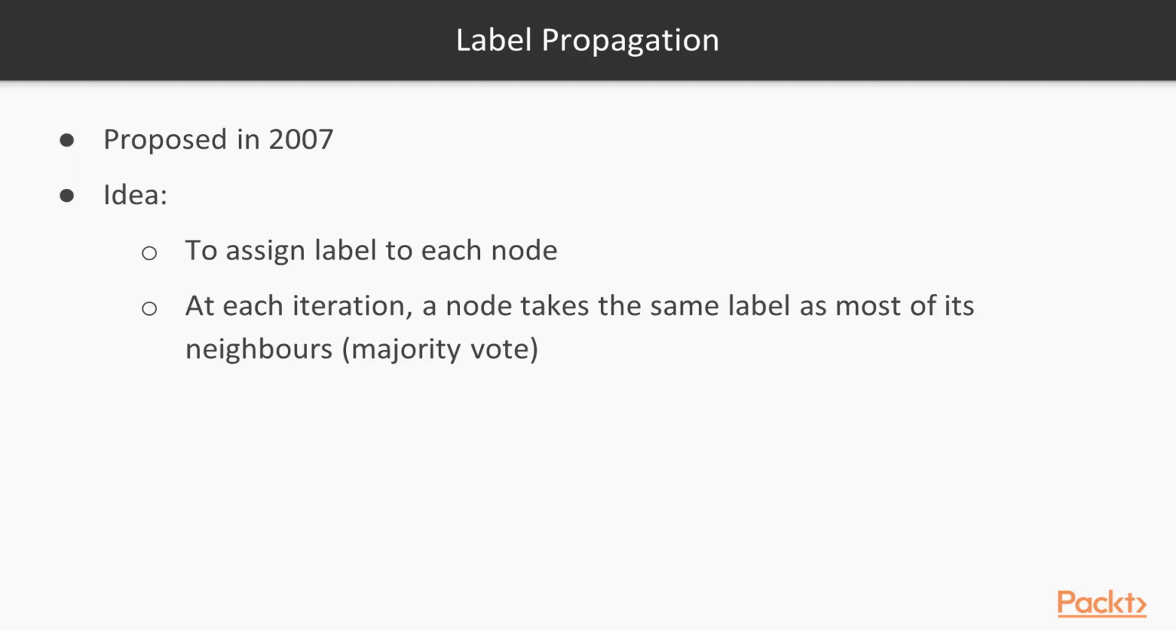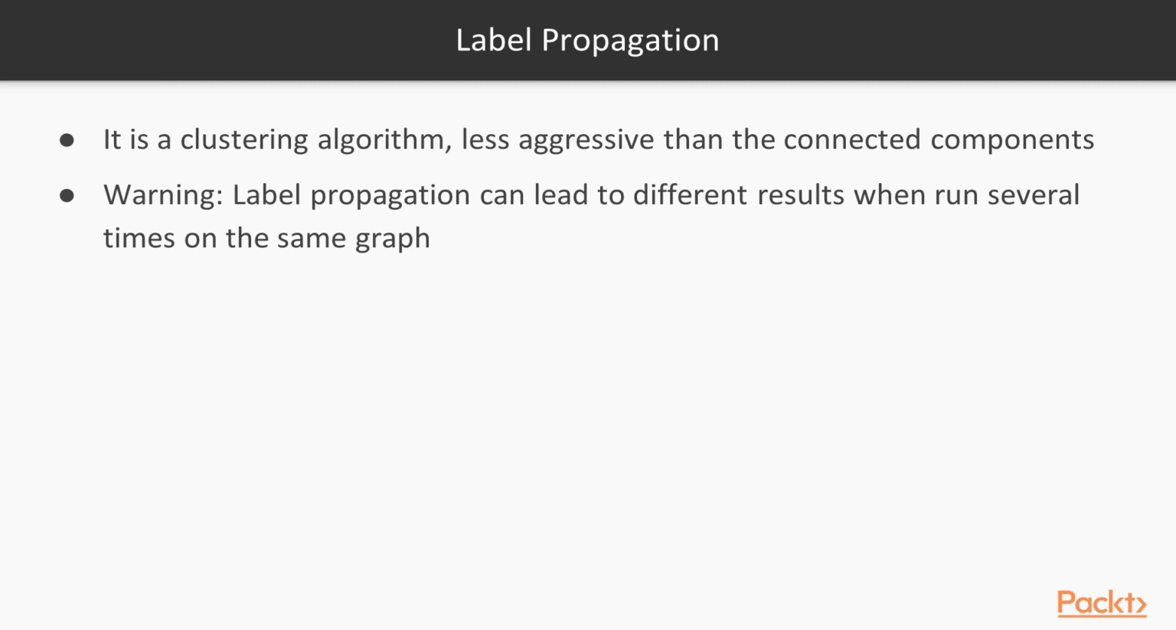Let's now move to the next type of algorithm implemented, label propagation. It's quite new since it was proposed only in 2007. The idea is to assign a label to each node and then propagate this label to the neighbors using the majority vote rule. It's a clustering algorithm less aggressive than connected components in the sense that it can find different clusters within a connected group. Relationship direction here is important to define propagation.